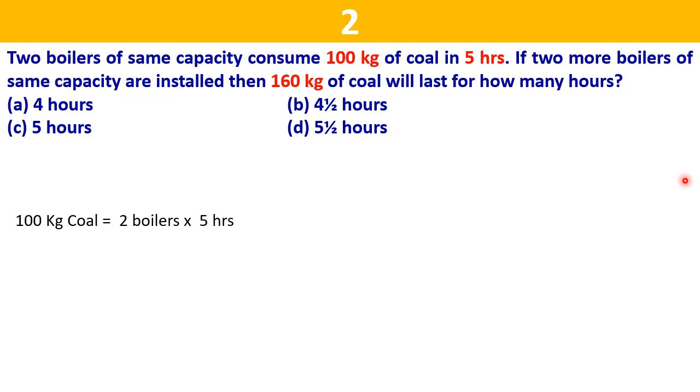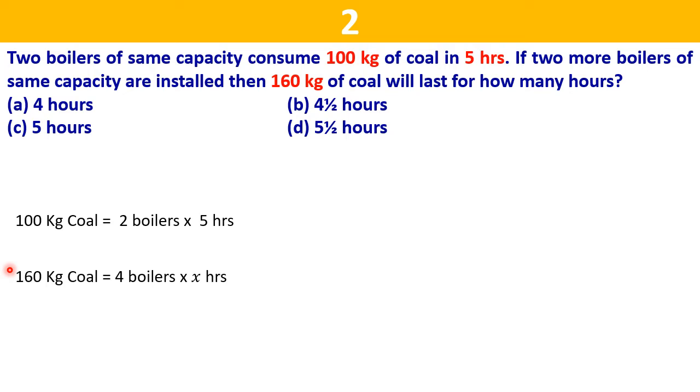Well, number of boilers and number of hours are inversely proportional. More the number of boilers, the number of hours for which they can run on the existing coal are fewer. So they are written on the same side of equal to. Now, in a similar way, the second equation can be made as 160 kg coal is equal to 4 boilers for X number of hours, like this.